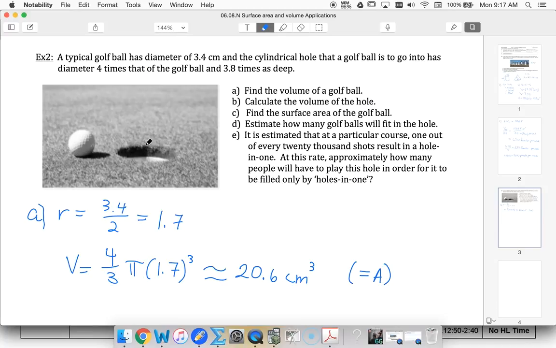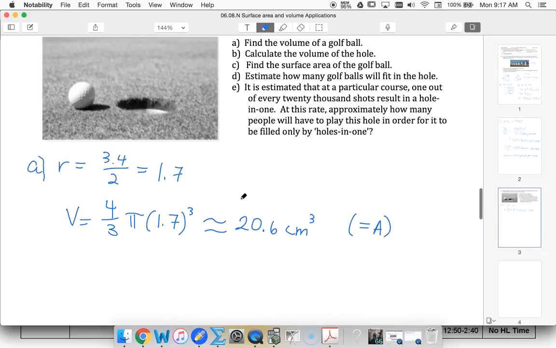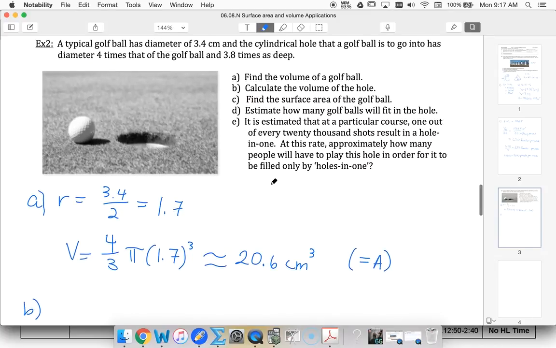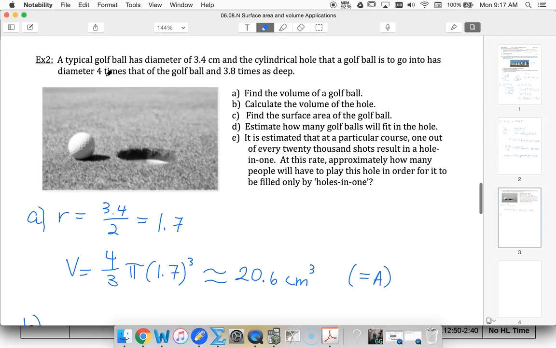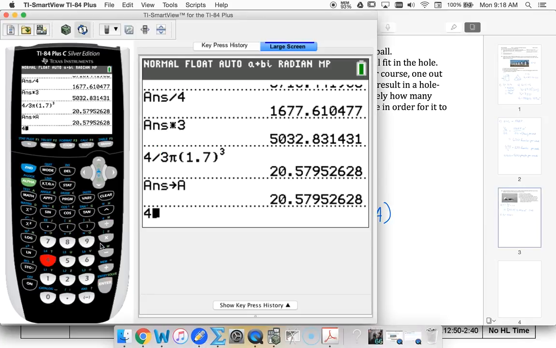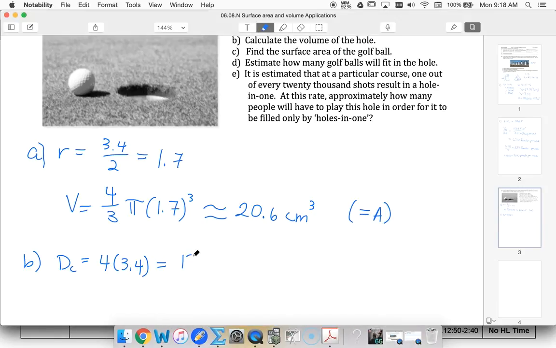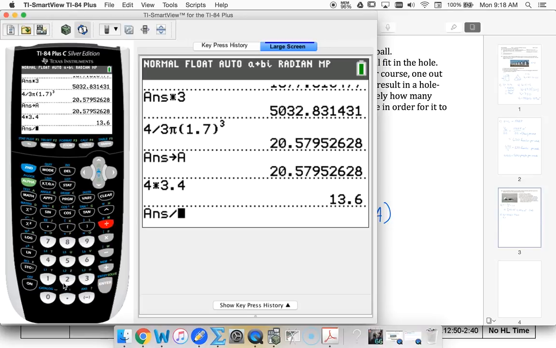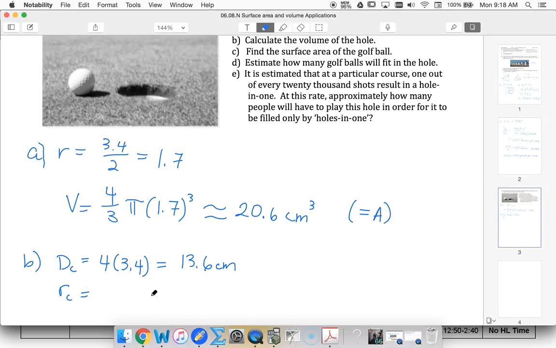All right, the volume of the hole that it's going to drop into, that's a cylinder. So I know that for a cylinder, let's see, the diameter is 4 times that of the golf ball. So diameter of the cylinder is equal to 4 times the diameter of the golf ball. So that's going to be exactly 4 times 3.4, 13.6. So that means the radius of the cylinder is going to be half of that. Okay, and I get 6.8.